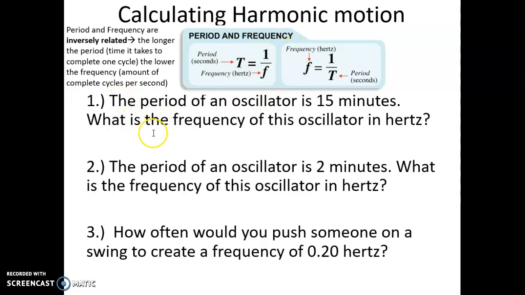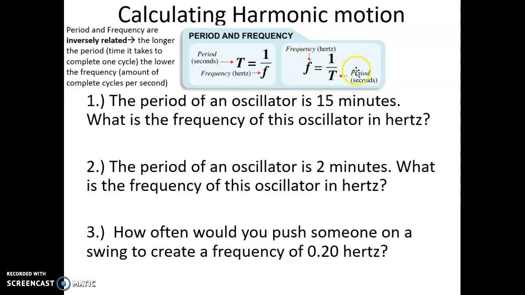So let's look at this first problem. The first problem says the period, the time that it takes to complete one cycle, is 15 minutes. Let's say you're talking about the spinning of a wheel. It takes 15 minutes for that wheel to make one complete cycle. They want to know how many cycles per second you would expect, or the frequency. So remember, frequency is 1 divided by the period. Remember, your period needs to be in seconds, so I need to convert 15 minutes to seconds. So it would be 15 times 60 for a total of 900 seconds. So you have 900 as the period.